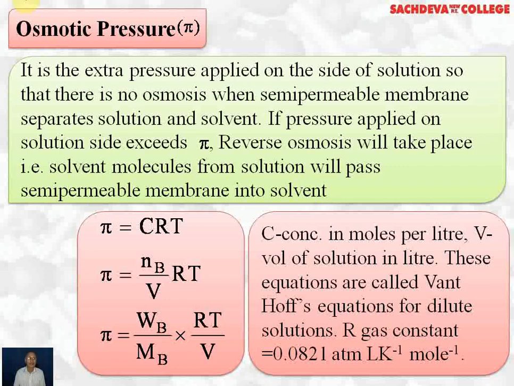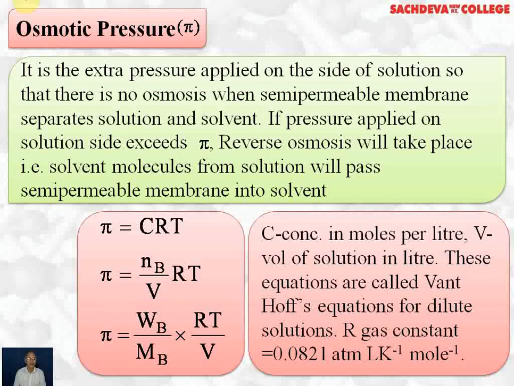In next step, pi is equal to number of moles of solute denoted by Nb divided by volume in liters, R is gas constant, T is temperature in Kelvin. Nb, that is number of moles, can be written as Wb divided by Mb. Wb is mass of solute, Mb is molar mass of solute, into RT divided by V. V is volume in liters.